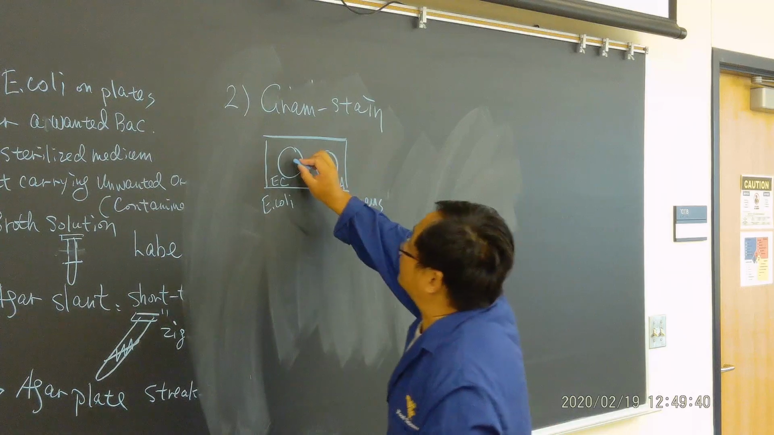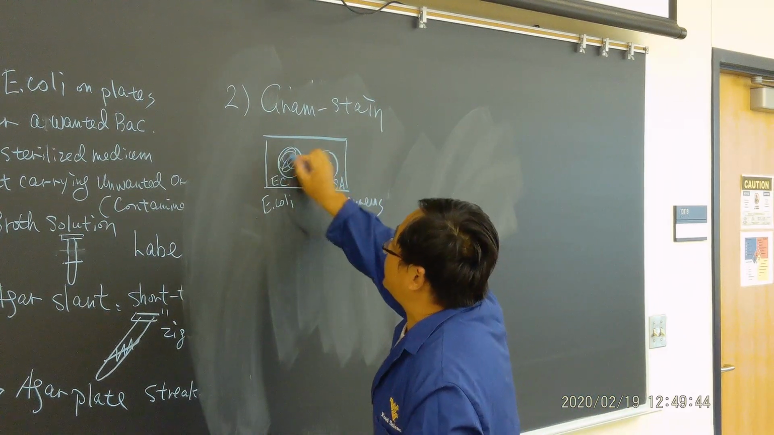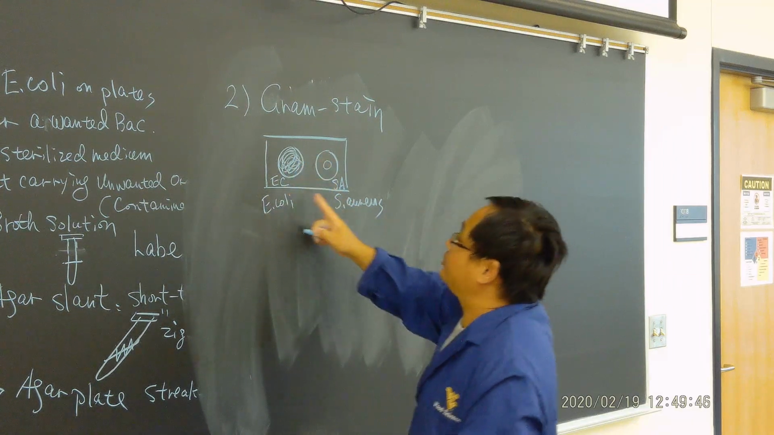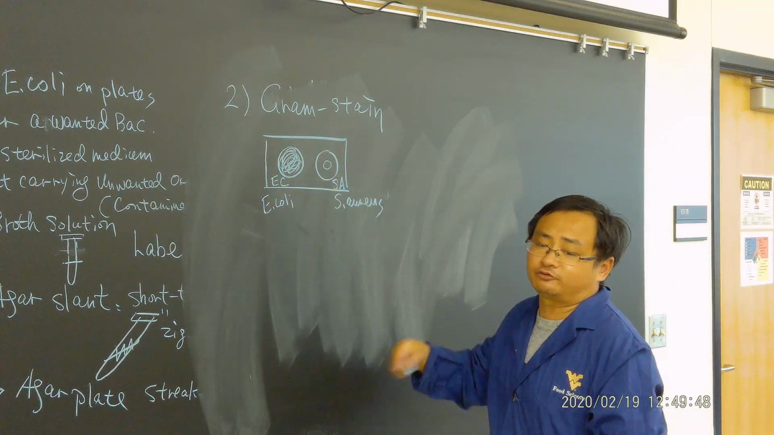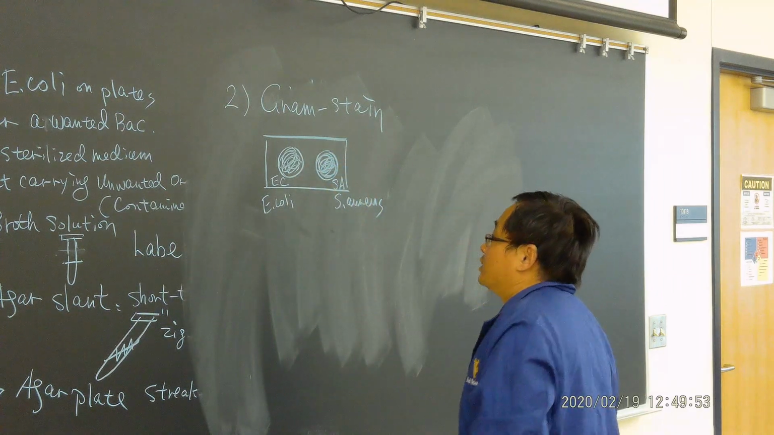Okay, now what you do is put one drop of water, then touch the bacteria. Every time you pick bacteria, between E. coli and Staphylococcus aureus, you have to flip it. Okay, then make a smear. Then we do the Gram stain.